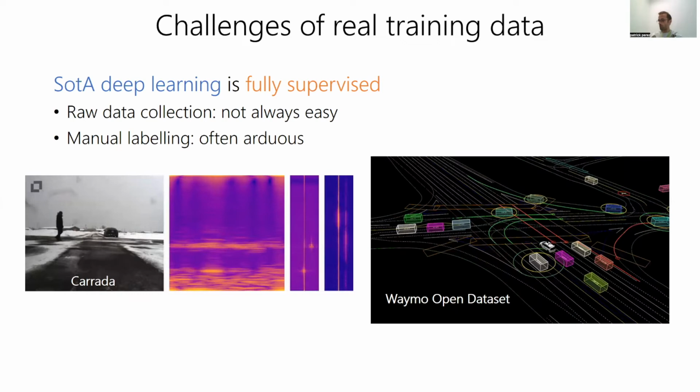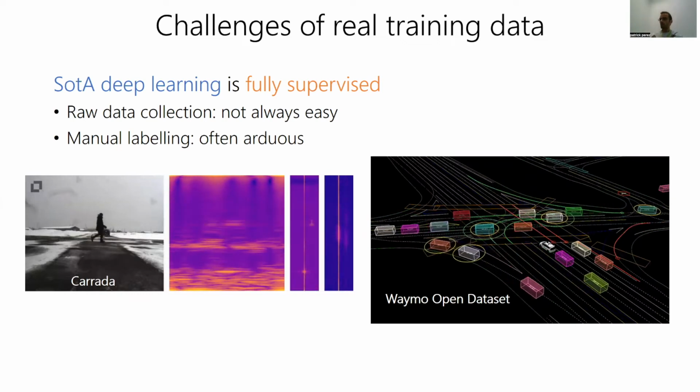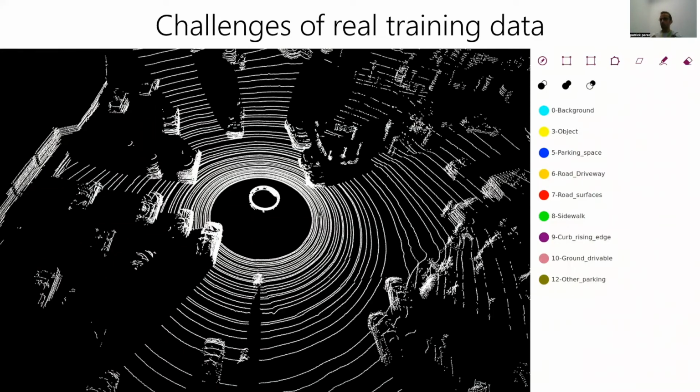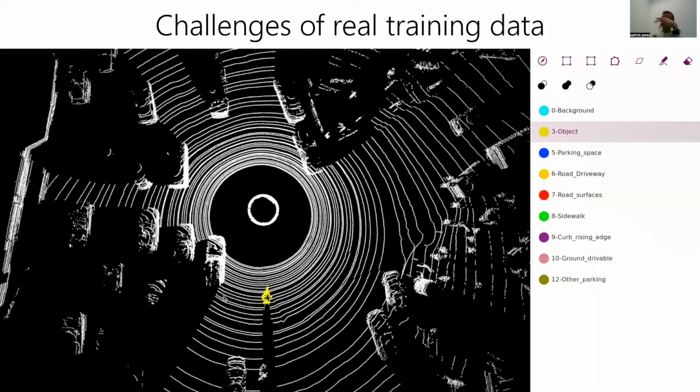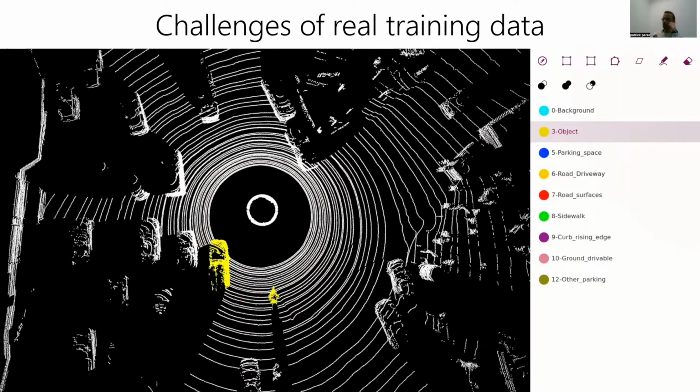Of course, you have tools for that. This is an example here. Hopefully you should see a video. It's a typical interactive tool that we have at Valeo for annotating point clouds. So you have an easy way to roughly select an object, and then the rest is done automatically.